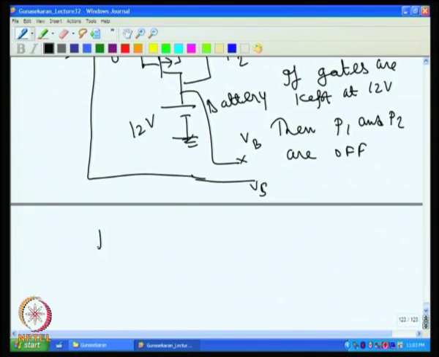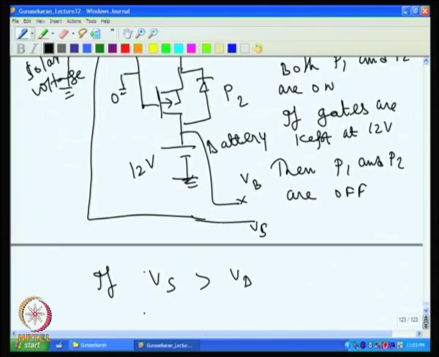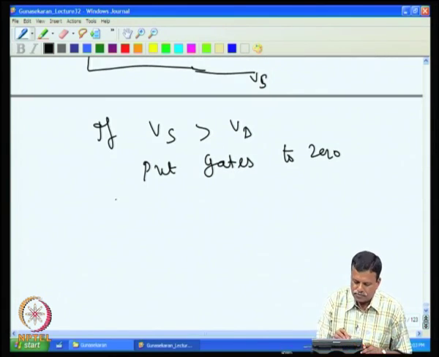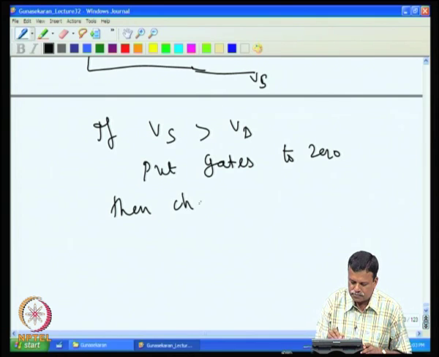So if V solar is greater than Vb, switch on the MOSFETs, keep the gates at 0, put the gates to 0. Then the charging of the battery takes place.